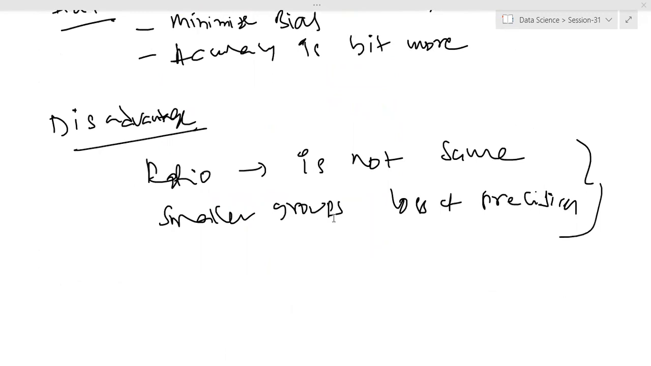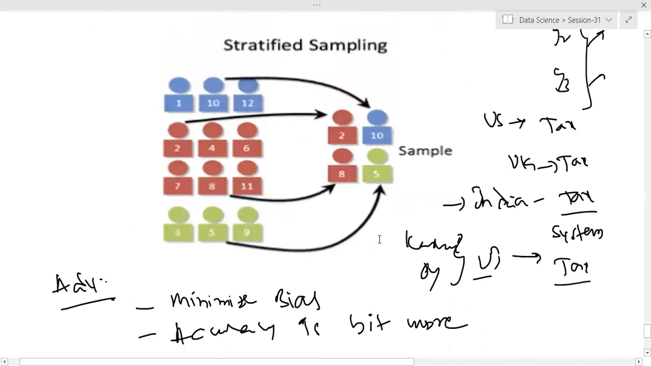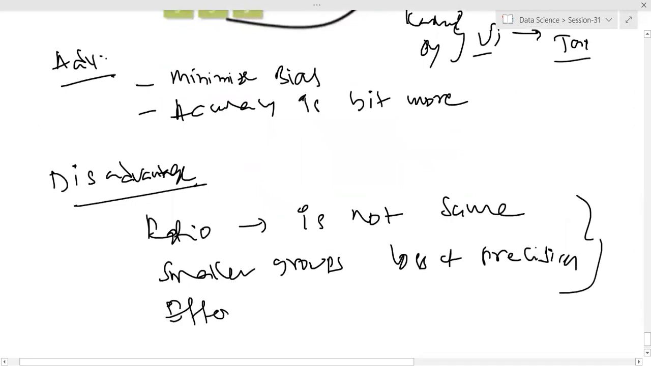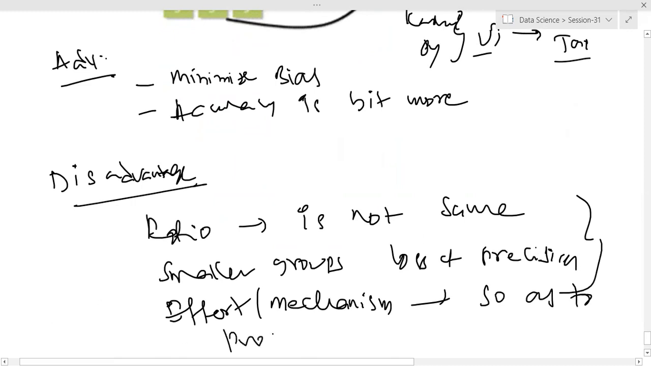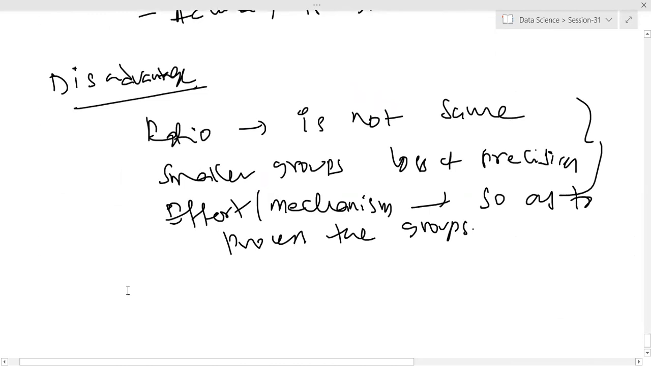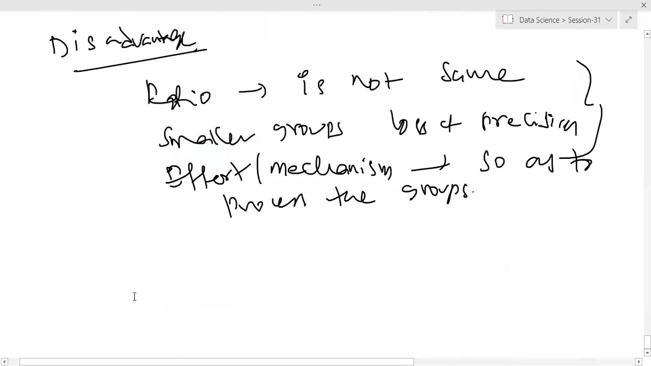Any other difficulty we are having compared with random sampling? Just think it through, friends. Through the diagram, you can say we need some effort to stratify. We have to put in some effort. Some mechanism must be there so as to process the groups. This is how you can refer to the orientation of stratified sampling. Stratified sampling involves various groups, and based on the grouping mechanism you observe the process of getting the appropriate group, because the groups may vary, but I want to accommodate those particular groups also.